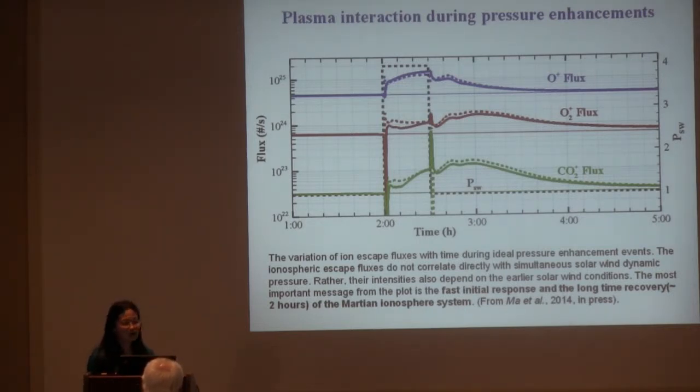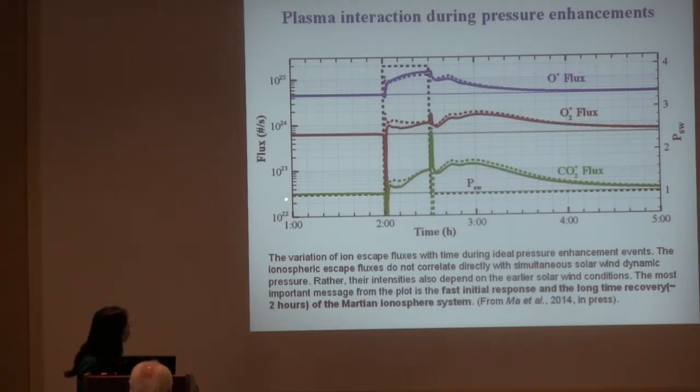There's also some statistical study showing that the escape rate will vary when you have enhanced pressure. But those statistical studies cannot tell us how this ionosphere will respond to this pressure enhancement. Here we use a time-accurate model to study how this ionosphere will respond to this idealized pressure enhancement case.